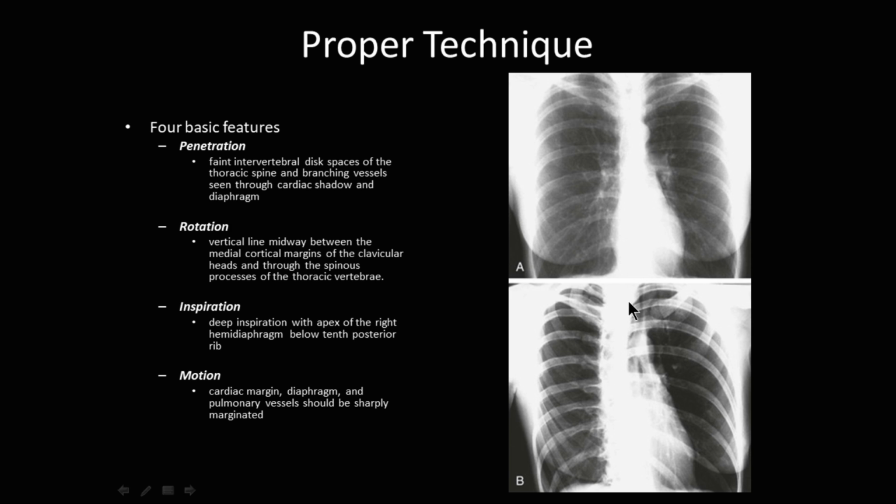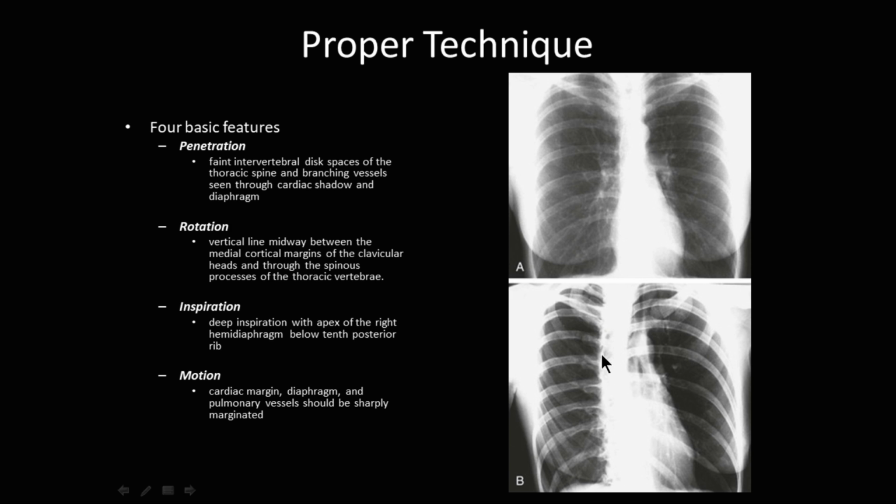Rotation, whether or not the x-rays are meeting the individual straight on, and usually you can tell by the sternum meeting right over the vertebrae and whether or not there's a vertical line that can be seen with the trachea. And then inspiration, did the patient take an adequate deep breath when the x-ray was taken? In particular, if you look on the right-hand side of the patient, you want the right hemidiaphragm below the 10th posterior rib. Motion, whether or not the person actually moved.